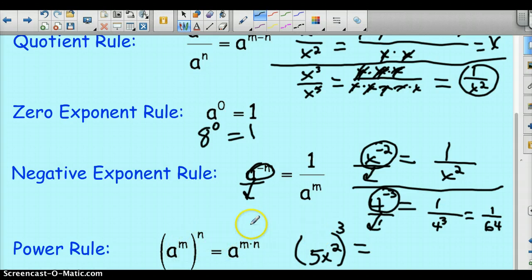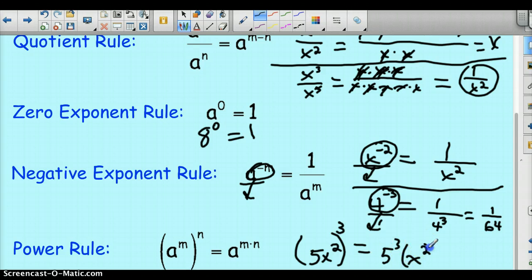The last one is the power rule. For the power rule, we always multiply the exponents. So notice how here, when we take a power to a power, those powers are multiplied. Take, for example, 5x squared to the 3rd power. The 5 is going to be taken to the 3rd power and the x squared.